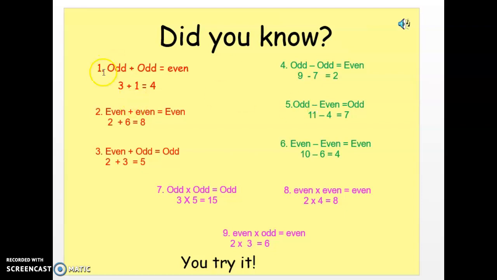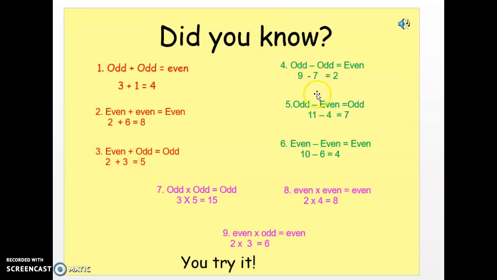Number 1, if you add an odd number plus an odd number, the answer should be an even number. For example, 3 plus 1 equals 4. 4 is an even number. If you add an even and an even number, the answer still remains an even number. Example, we have 2 plus 6 equals 8. You can give more examples. Even number plus an odd number, the answer becomes odd. For example, 2 plus 3 equals 5.